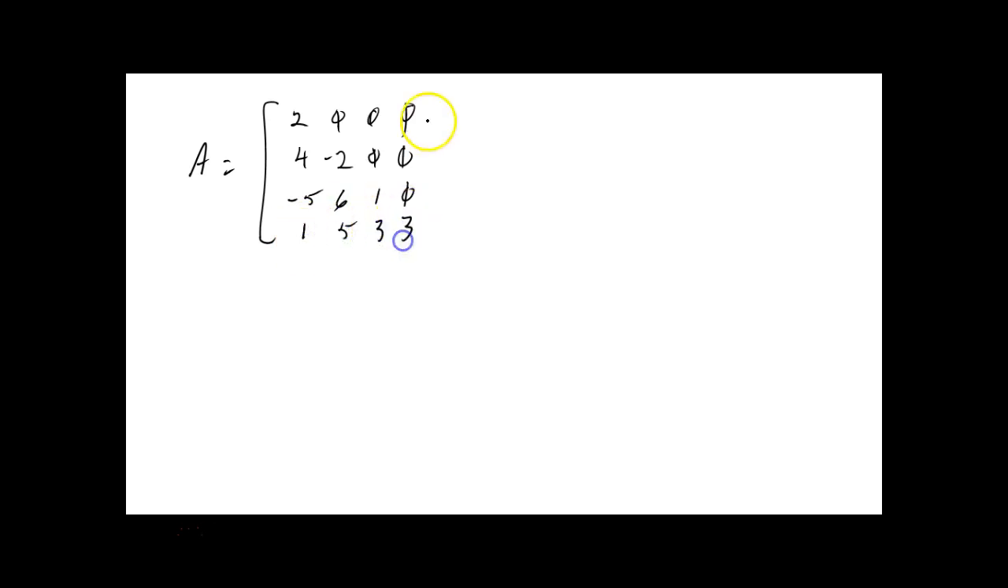Example 6. The determinant of this lower triangular matrix A is this matrix here: 2, 0, 0, 0; 4, negative 2, 0, 0; negative 5, 6, 1, 0; and 1, 5, 3, 3. Okay, what's the determinant of A?